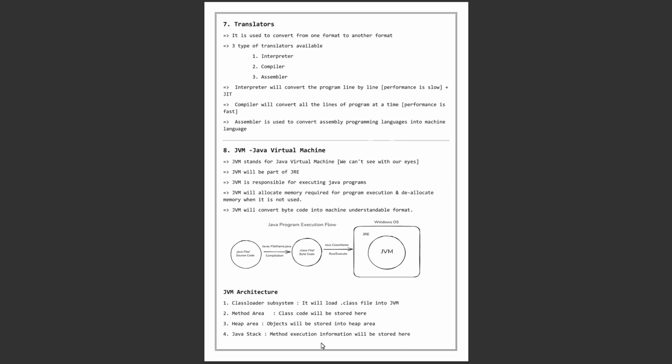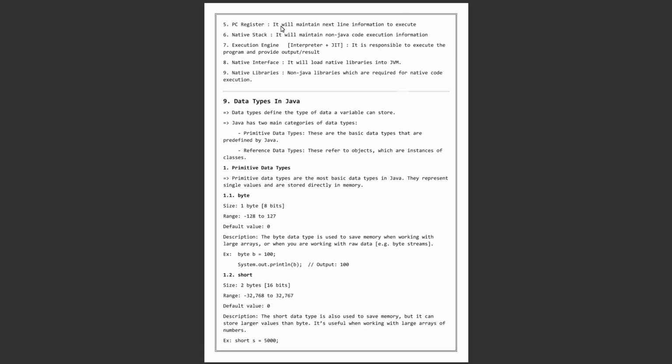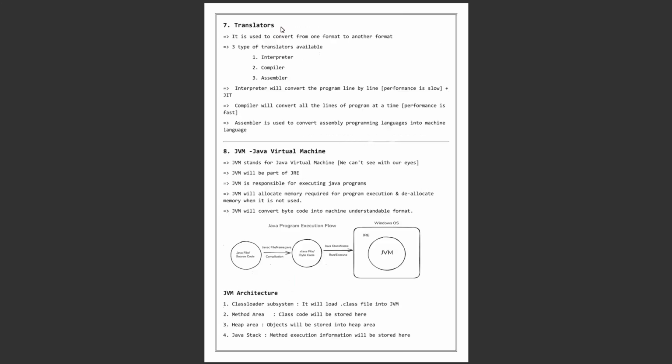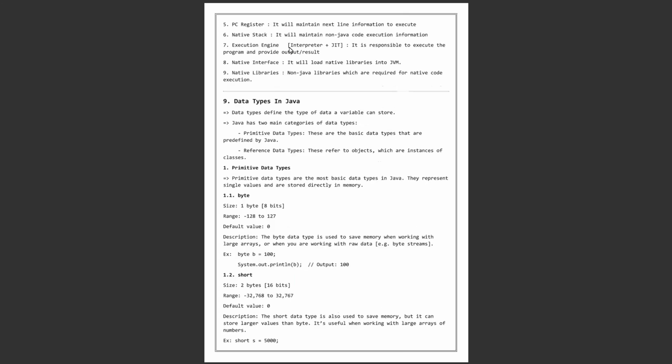Java stack. Method execution information will be stored here. If we use any method, the information of the method, like what is to be executed and the name of the method, everything is stored over here. Next, PC register. It will maintain the next line information to execute. The program gets executed line by line, like an interpreter and assembler, so it will keep the next line.